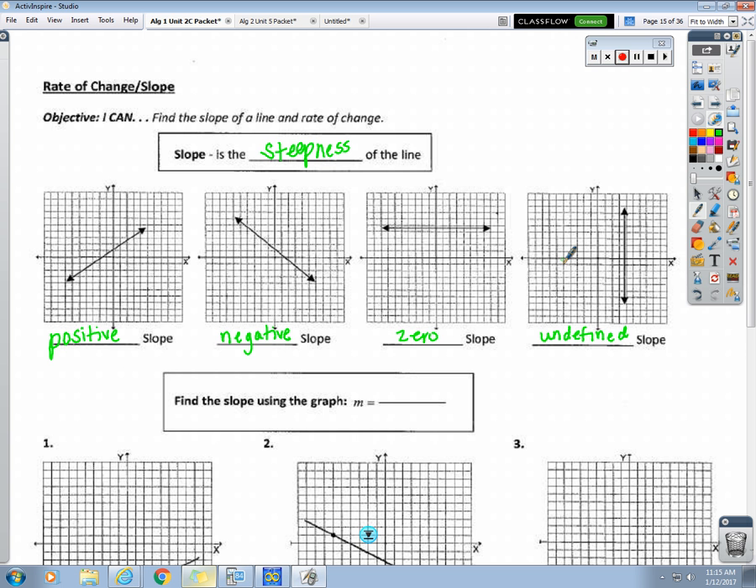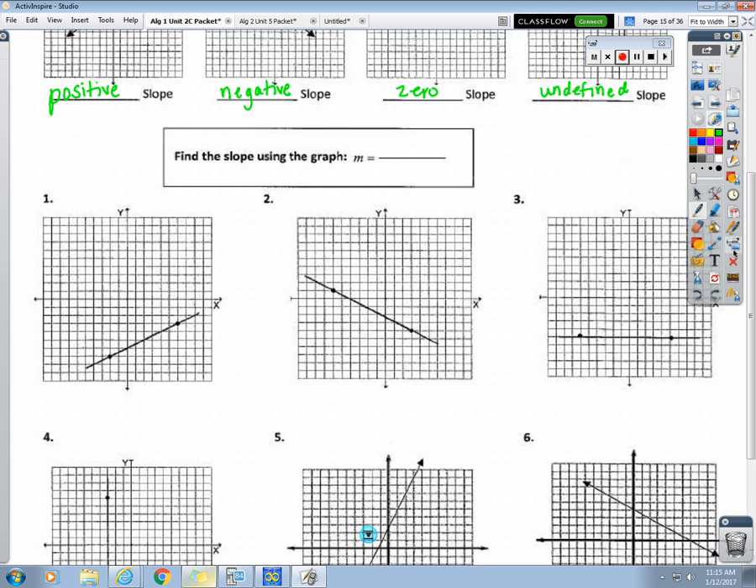They get them mixed up sometimes. Think about it. If this line were a slide, would that be a very fun slide? No. Okay, it has zero steepness, so it has zero slope. Steepness is a synonym for slope. That has zero steepness, right? So zero slope.